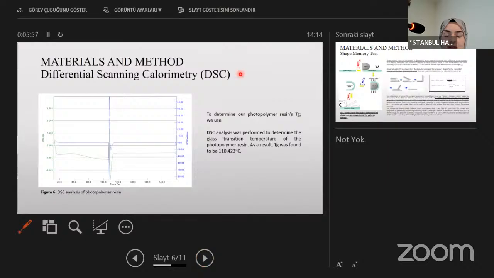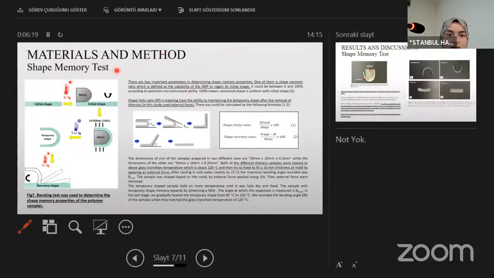To determine our photopolymer resin's glass transition temperature, we used differential scanning calorimetry analysis, and the results showed a glass transition temperature of nearly 110 degrees Celsius. For the shape memory test, as you can see in Figure 7, a bending test was used to determine the shape memory properties of the polymer samples.